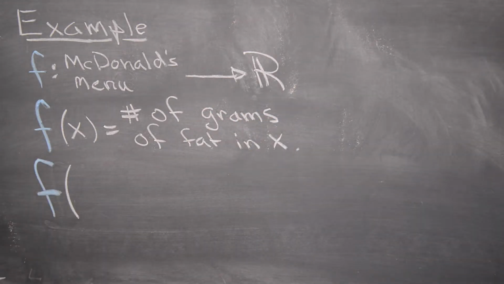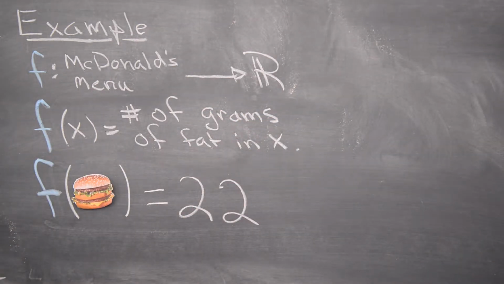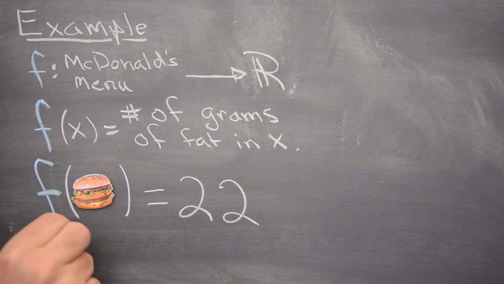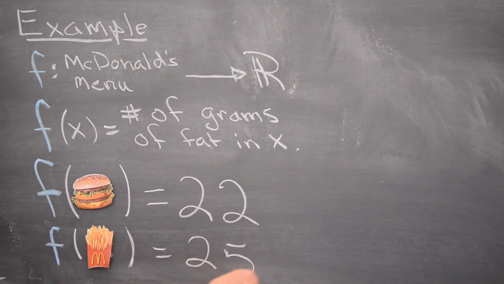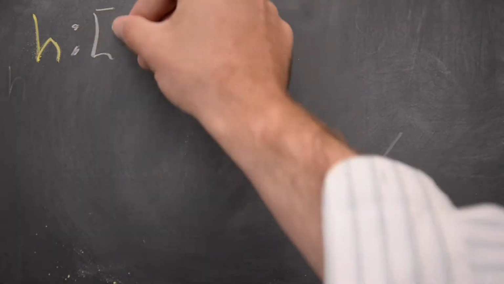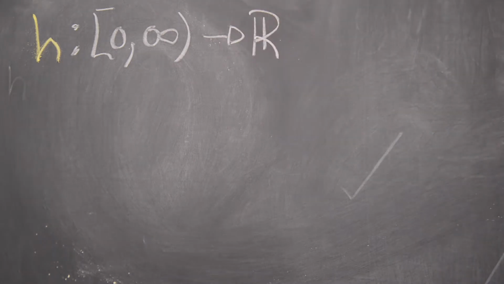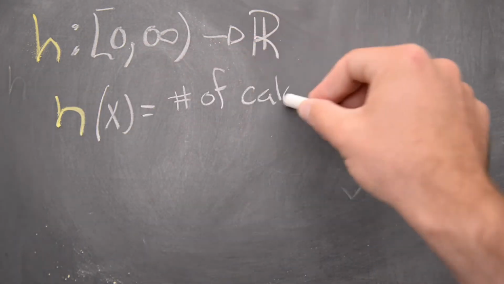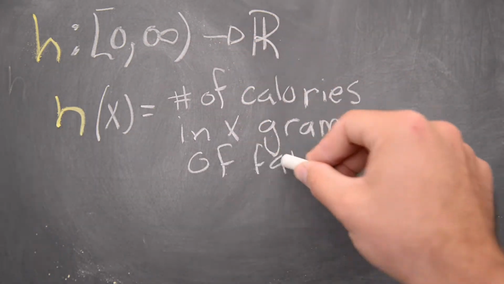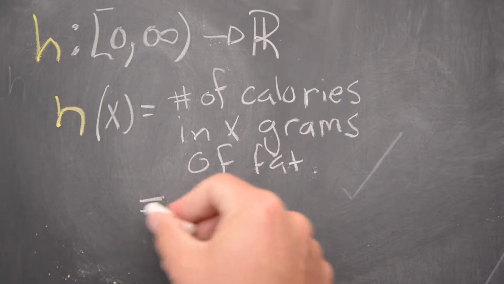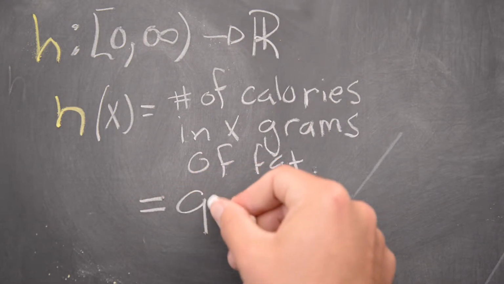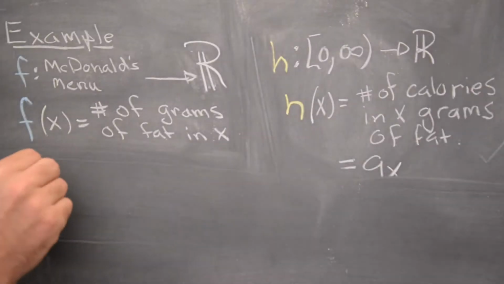For example, f of a Big Mac is 22, since a Big Mac has 22 grams of fat. F of a large fry is 25, since a large fry has 25 grams of fat. Now think about the function h with domain non-negative numbers and target all real numbers, where h of x is the number of calories in x grams of fat. Since there are 9 calories in every gram of fat, h of x equals 9x.